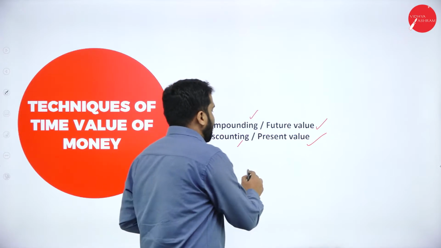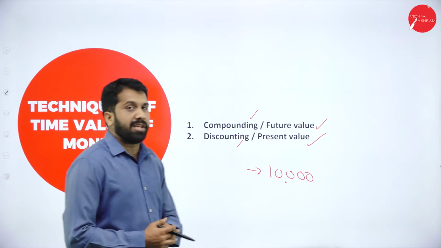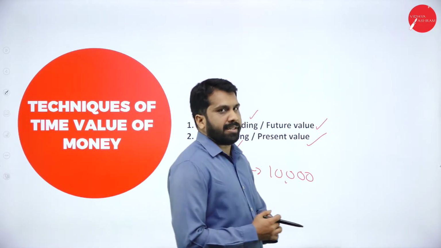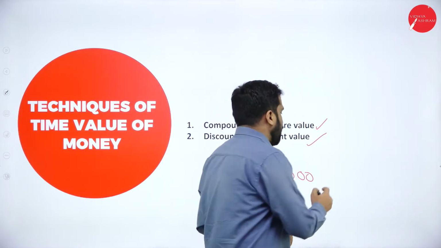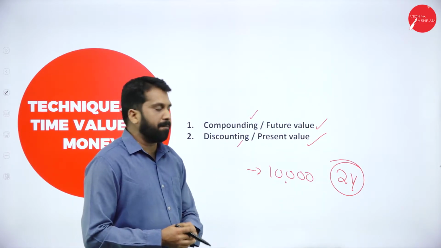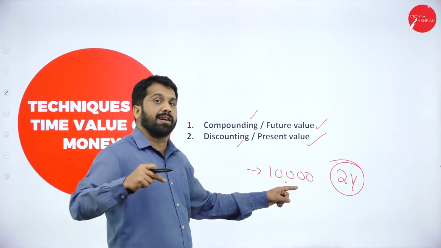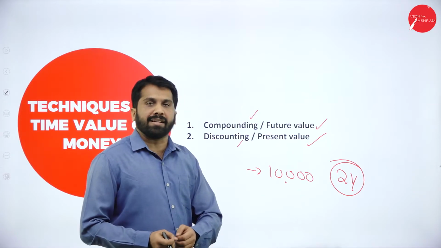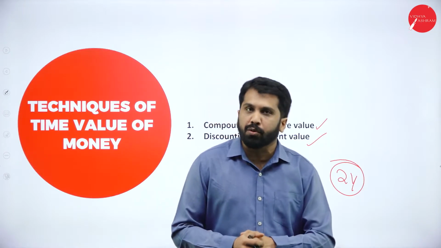Now, your friend wanted to give you 10,000 today. How much did he want to give you? 10,000. So your friend asked you, do you want 10,000 today or after 2 years? He is giving you an option. If you want 10,000, I'll give it now. Or else if you want 10,000 after 2 years, the option is yours. What will you do? Normally you will collect today only.